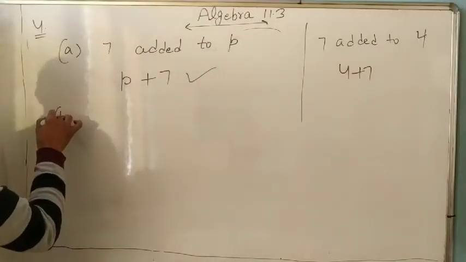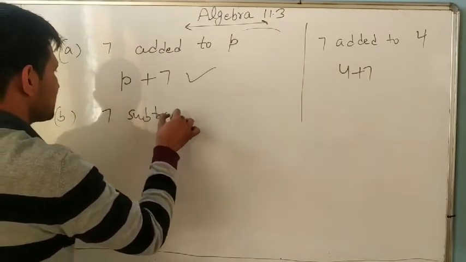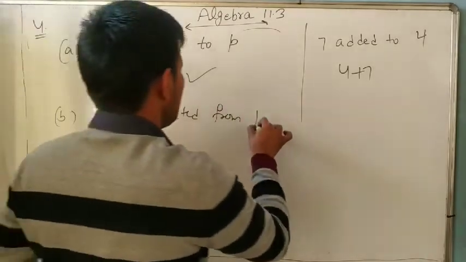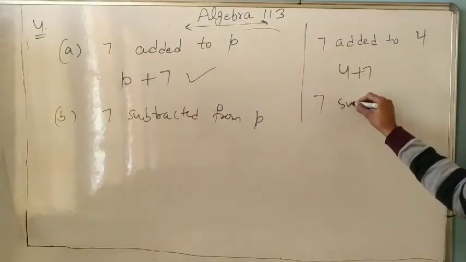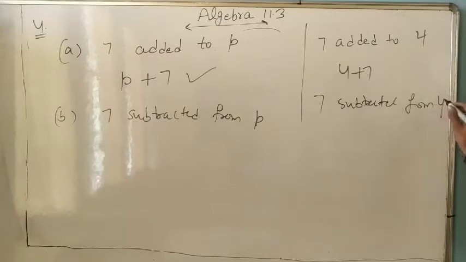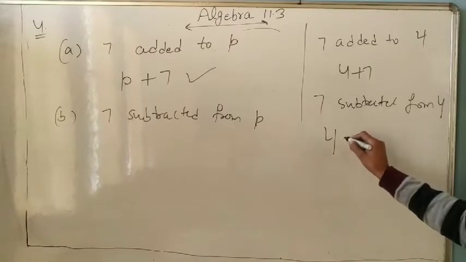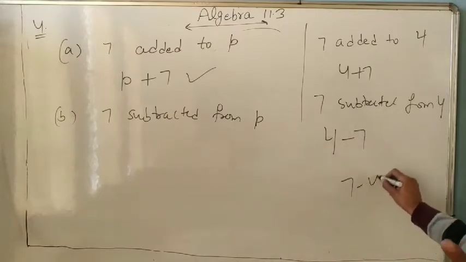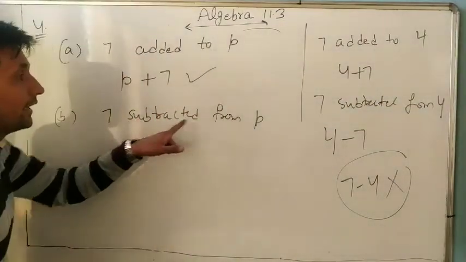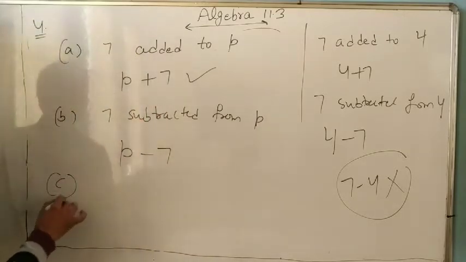Okay. B part. 7 subtracted from P. If I write 7 subtracted from 4, 7 is subtracted from whom? From 4. So 4 minus 7. Don't write 7 minus 4. No. Who is subtracted? 7. So 7 subtracted from P. So P minus 7. It is your answer.